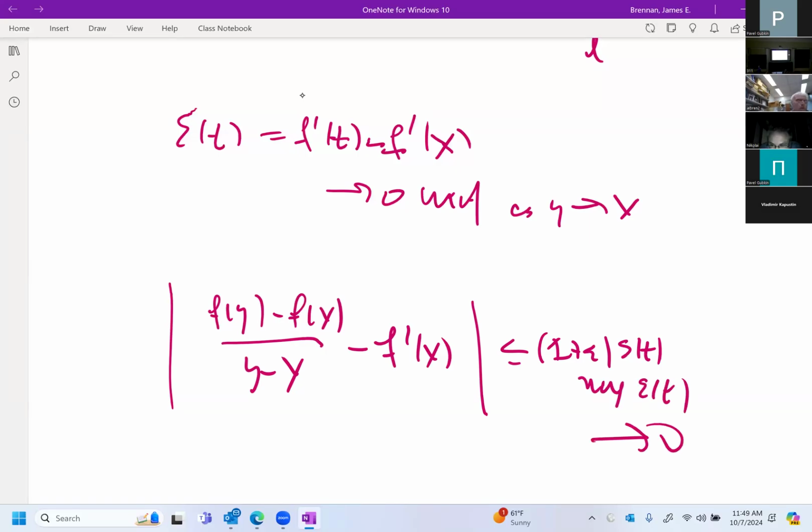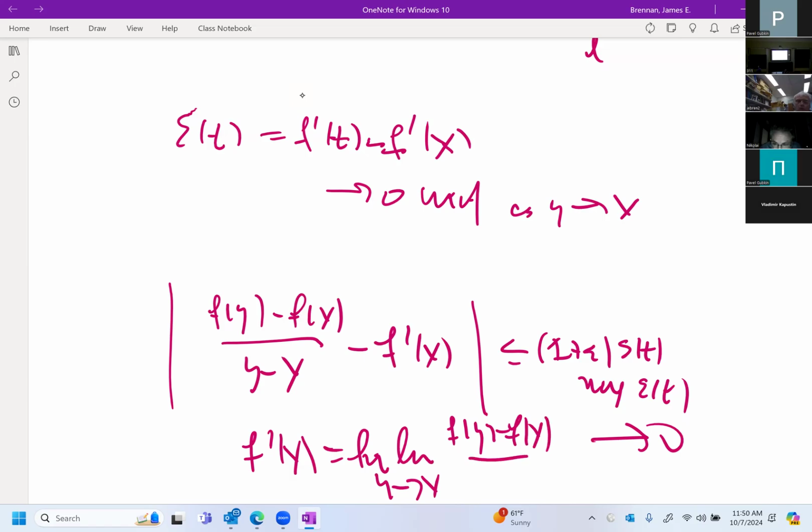Which tends to zero uniformly. And so all these derivatives, f prime of x, is called the fine limit as y tends to x of f of y minus f of x over y minus x. That is, you can compute derivatives in any way whatsoever through the interior.